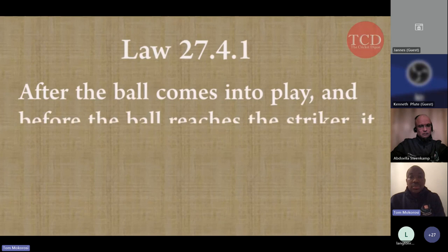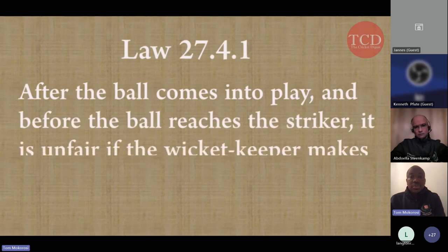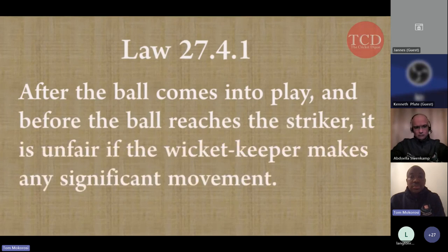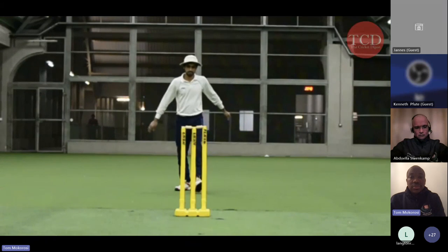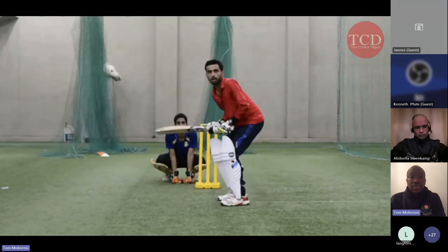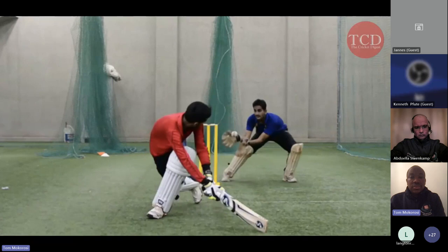And before the ball reaches the striker, it is unfair if the wicketkeeper makes any significant movement. In this case, the umpire will call it a dead ball and further action will be invalid. However, he is allowed to make certain movements. Let's take a look at them.